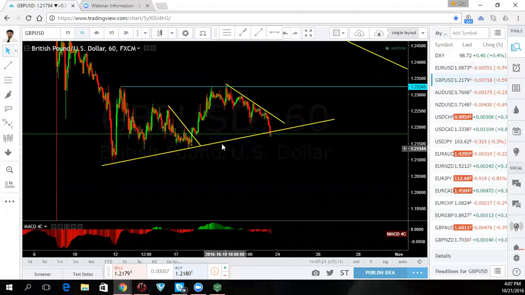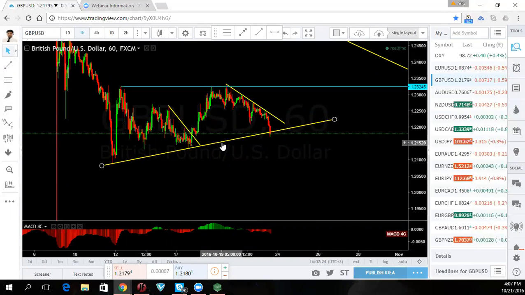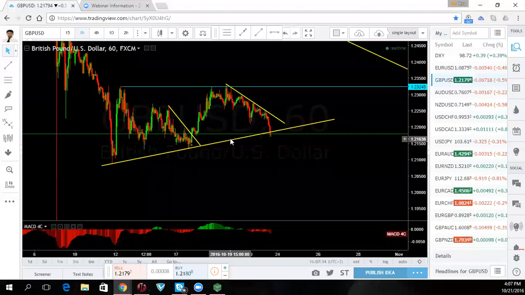It's not about these lines. We're not trading the lines, guys. Let me get this clear to you. We are not trading the lines. We are trading the structure. If you just follow the lines, you're going to lose your account, and here is why.